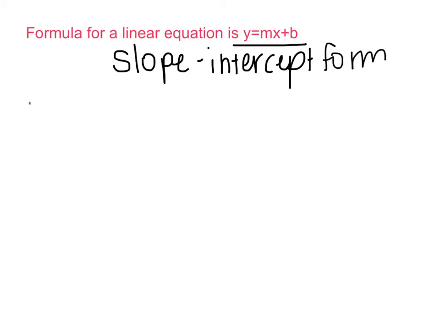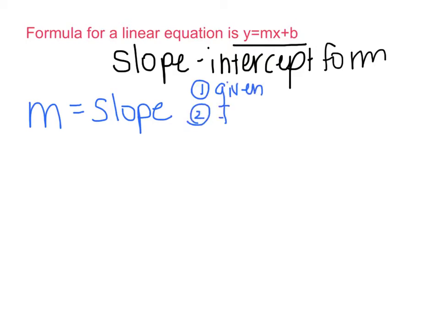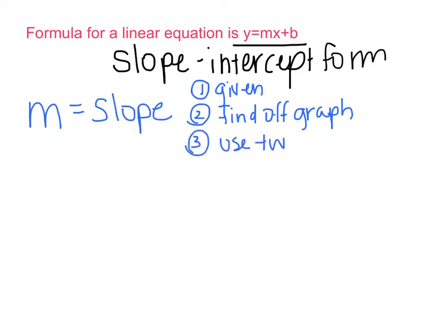The first letter we're going to look at is M. And hopefully you remember from that formula we did the other day, M is going to be your slope. So they'll either give you your slope, or you'll have to look at a graph and find your slope, or you're going to have to find the slope between 2 points. So you'll either be given your slope, you'll find it off a graph, or you'll have to use 2 points in the formula.